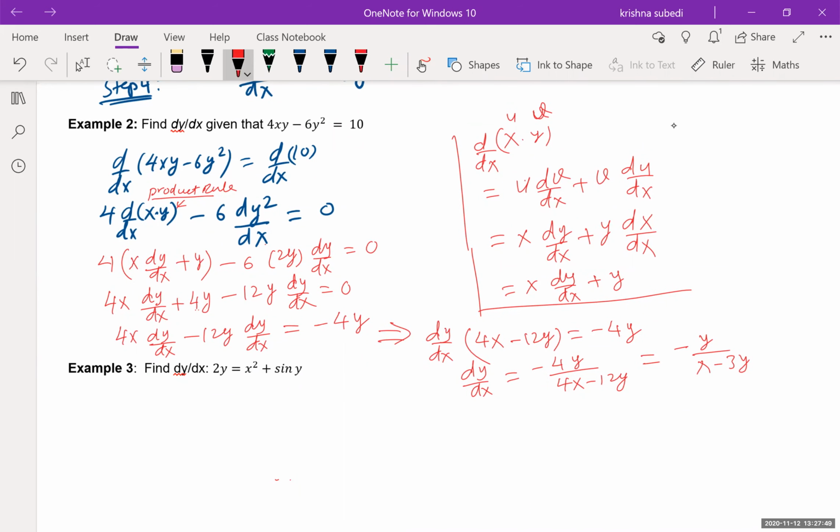Now let's try one more. Here we want to find the derivative dy over dx for the equation 2y equals x squared plus sine y. So again, it's step 1. You differentiate both sides with respect to x, d over dx of x squared plus d over dx of sine y.